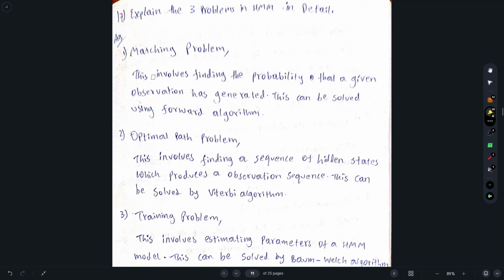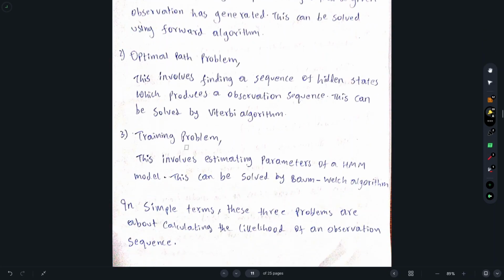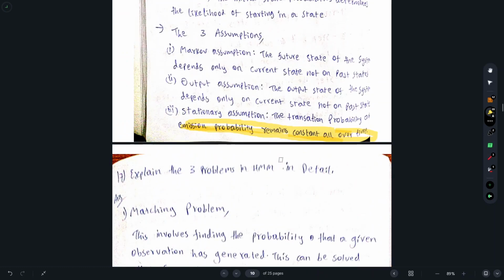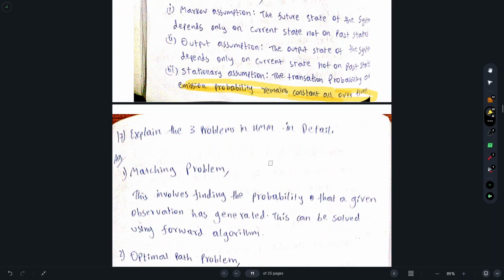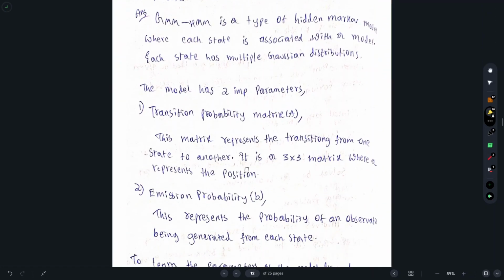Whereas the optimal path problem will just try to find the sequence of hidden states which produces an observational sequence. So it will just try to find out the optimal path. And the training problem involves estimating the parameters of an HMM model. This can be solved by the Baum-Welch algorithm. So in simple terms, these three problems are about calculating the likelihood of an observation in a sequence in HMM. So these are the three problems.